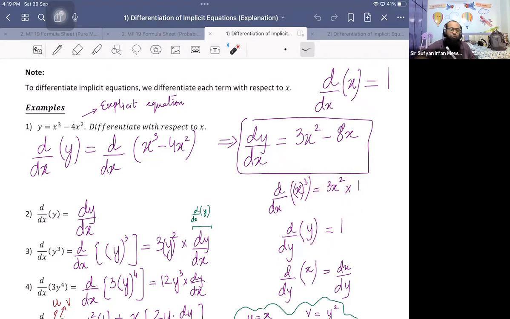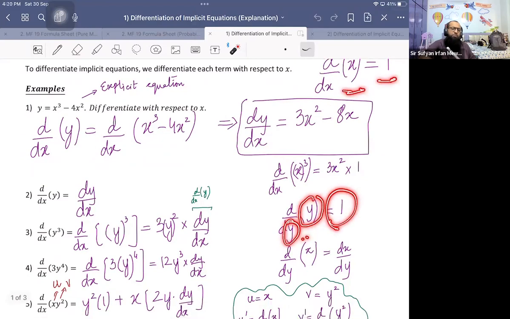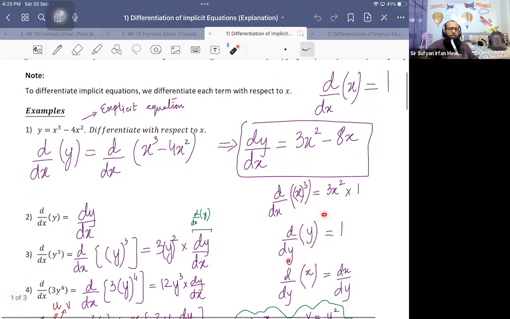But as I have told you, we will not be differentiating the equation with respect to y. So this case will not be seen, but just for knowledge purposes, let's suppose I'm differentiating y with respect to y, then we'll get 1 out of it. When we differentiate x with respect to x, we get 1, right? So if we differentiate y with respect to y, we'll get 1 as well. And if we differentiate y with respect to x, it cannot be differentiated, and we get dy by dx.